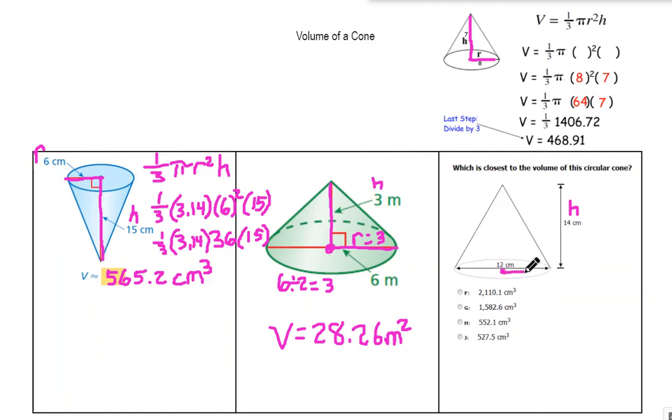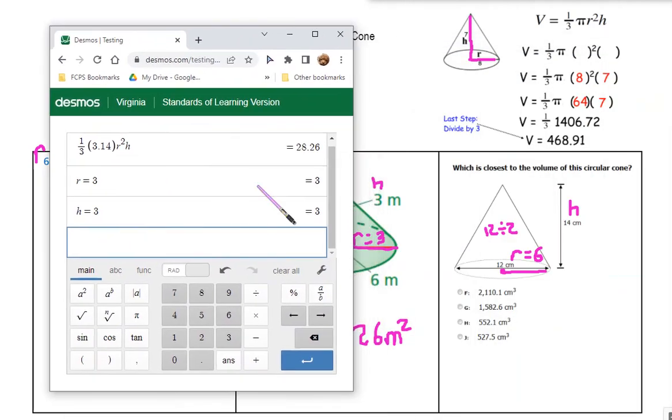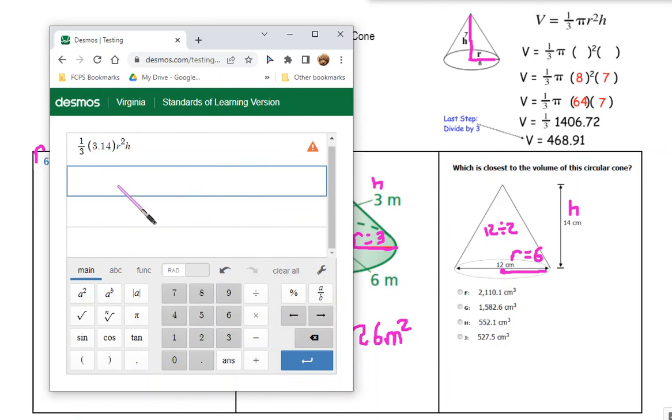Radius is halfway through the circle. They gave me the full distance. So the full distance is 12. That's the diameter. I got to figure out the radius, which is half of that. So I got to do 12 divided by 2. That's how you cut something in half, you divide it by 2. And 12 divided by 2 is 6. So my radius equals 6. So I can go back into Desmos, and I can use my handy-dandy calculator. Let's clear this one and clear this one, because we're going to have a new R and a new H. My R is 6, and my height, my H, is 14.